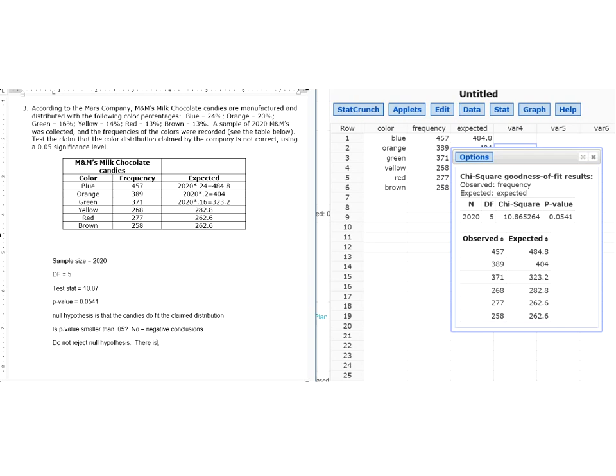So we can say there's not sufficient evidence. This means in a roundabout way we're saying that they do fit the claimed distribution.